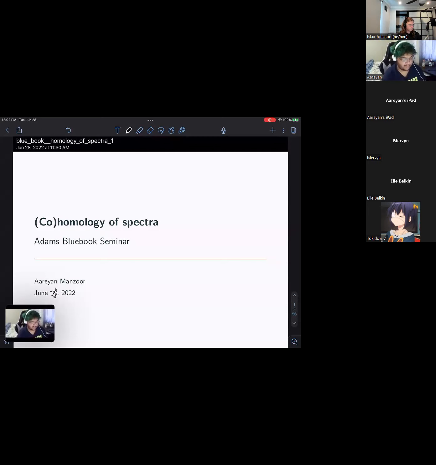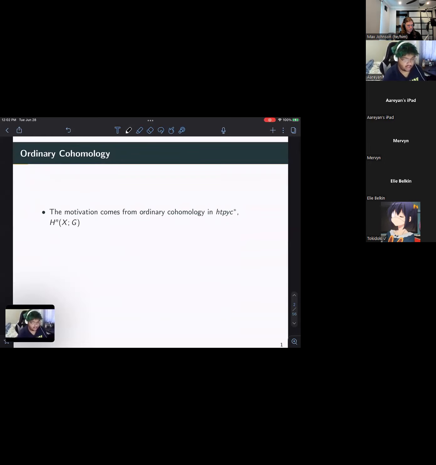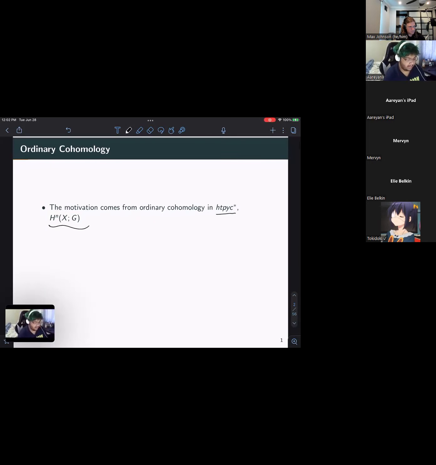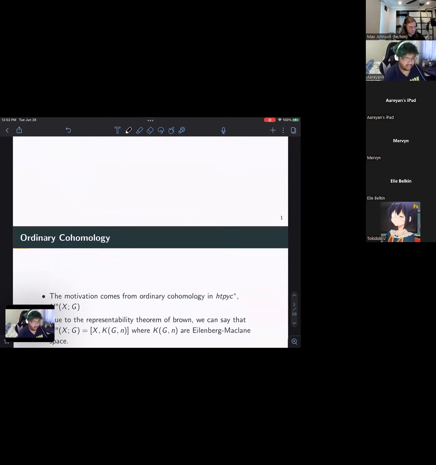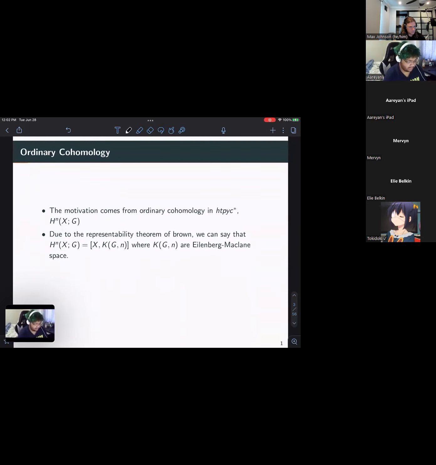So today's talk is going to be on the cohomology of spectra, where we basically define how to do homology on a spectrum. Let's actually start. Our motivation starts from ordinary cohomology, like singular cohomology, in the homotopy category of CW complexes. Now, we know why these are special, and actually we know that they're representable.